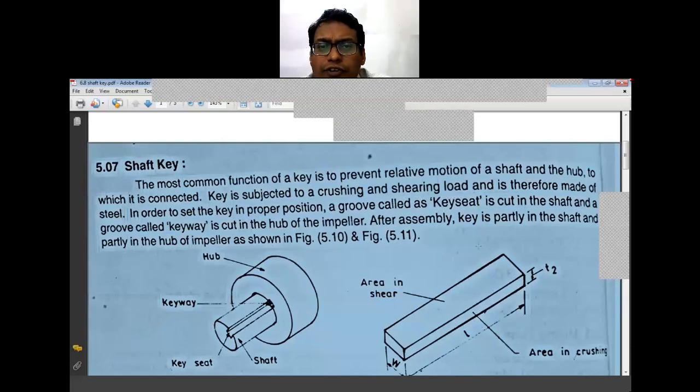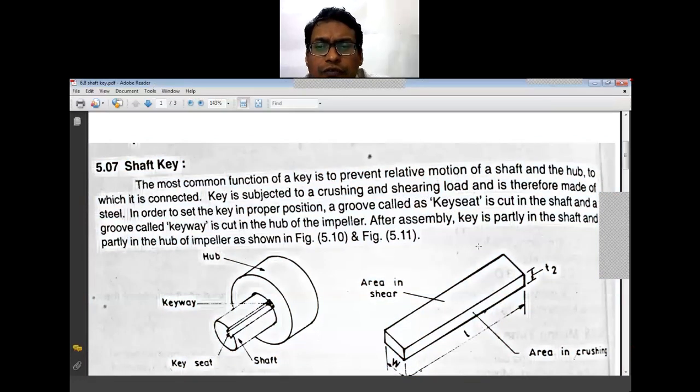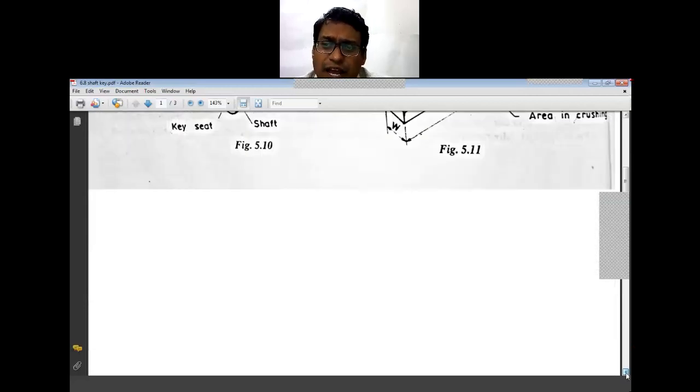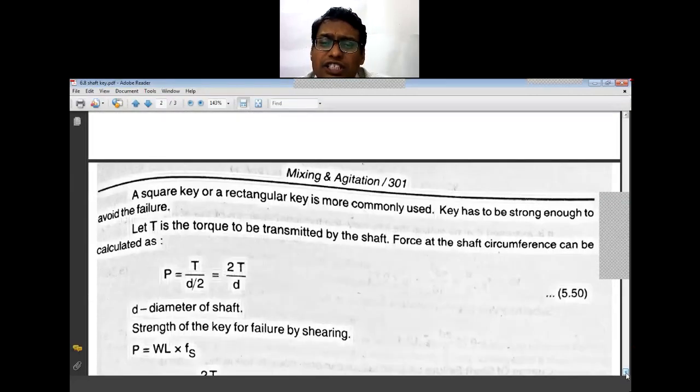So shaft key, when you design a shaft key, we have to do the calculations associated with its width, breadth, or you can say the thickness of the key, and the length of the key. These are the three features which are required to be designed, and it will depend on the shaft diameter.